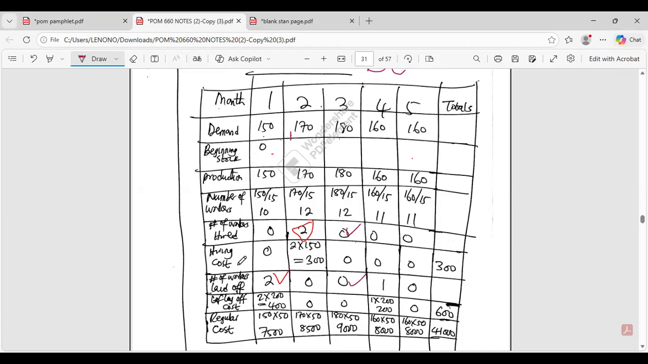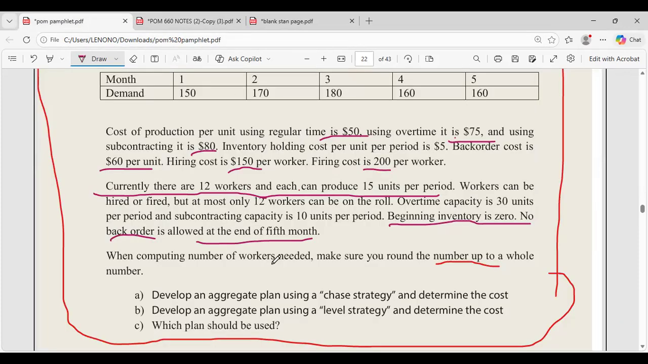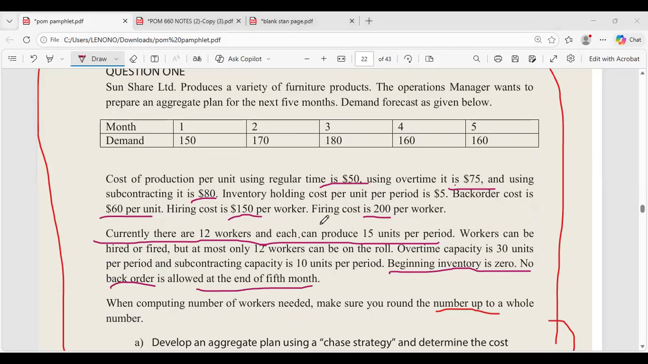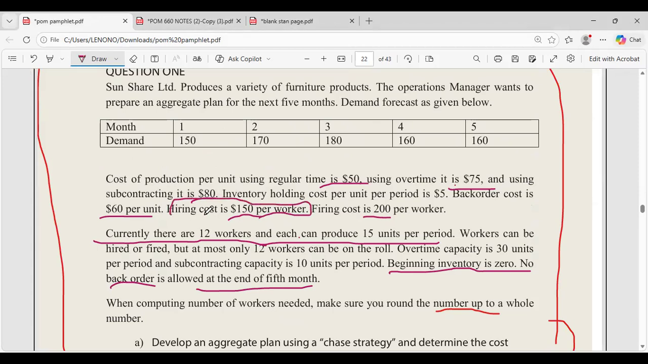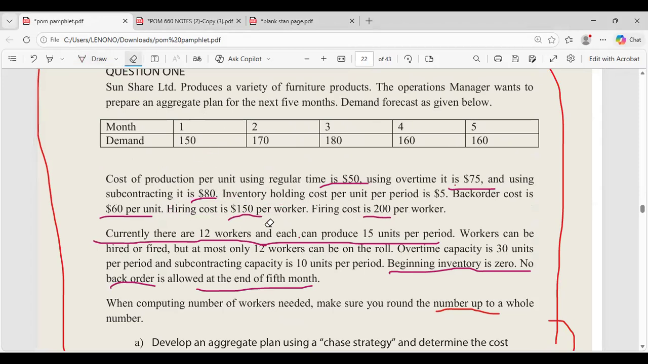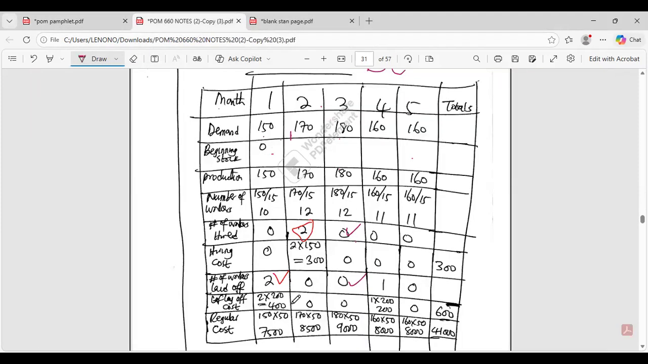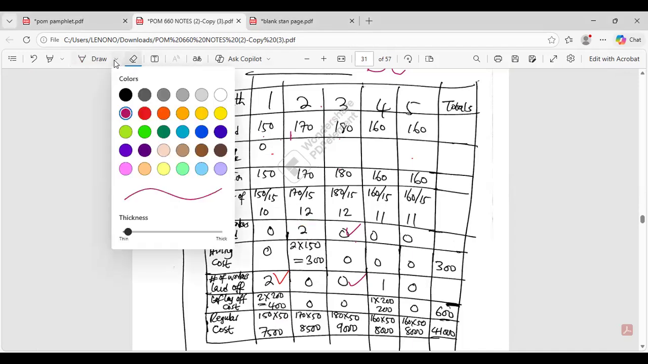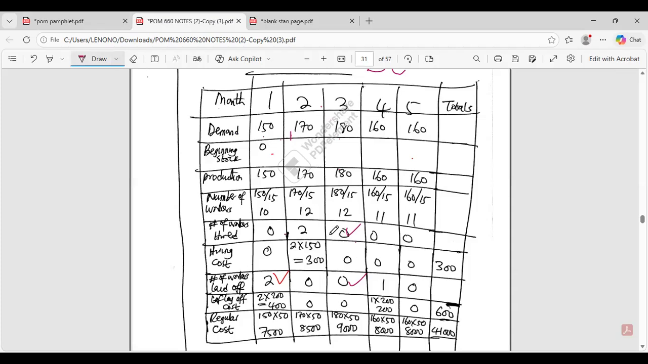So the hiring cost, how much is the hiring cost? From the question, our hiring cost is 150 per week. So you have to multiply by the 2 that we have hired. So 2 by 150. We are going to have 300 in this week.